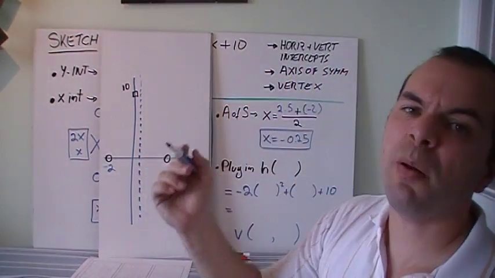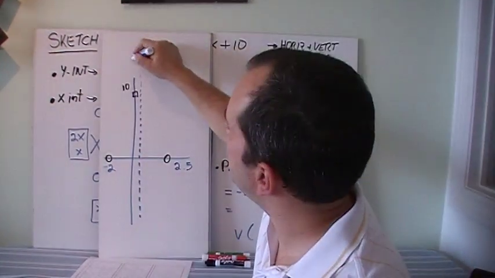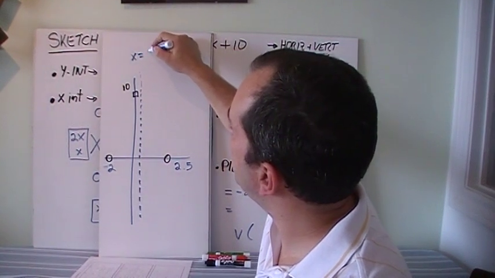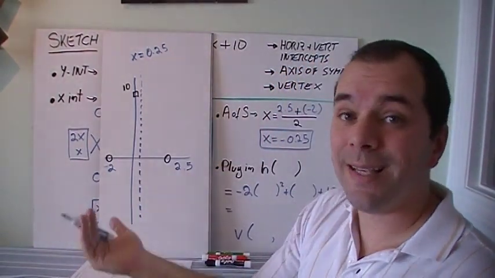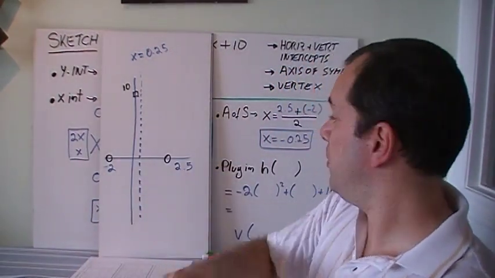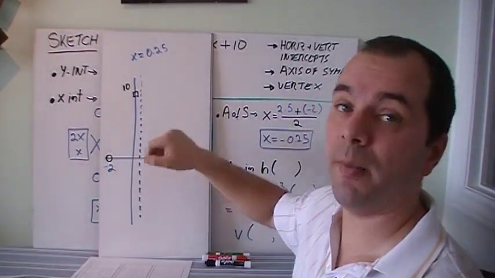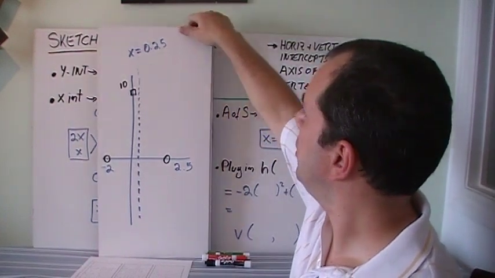Very close to the axis, probably a little bit more. So it's a sketch. We're going to be a little more forgiving. 0.25. But it made sense that it's on the positive side because that number is bigger than that number. Okay? So let's carry on.